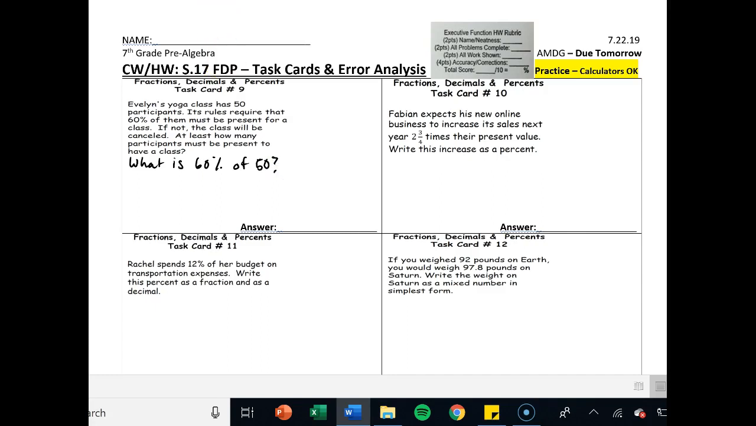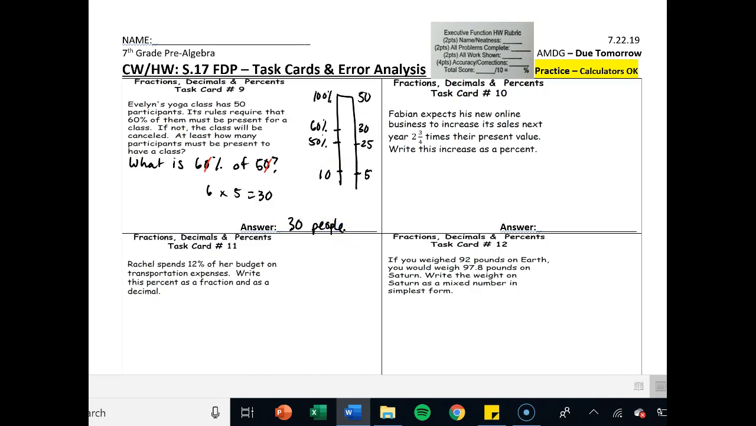So I could use the easy zeros trick here and just end up doing 6 times 5, which gives me 30 participants. I could use my tape measure diagram as well and say if 100% of the class is 50 people and 50% of the class is 25 people, then I know that 10% of the class, 50 divided by 10, is 5 people. So therefore 60% has just got to be 50% and 10% together, 25 plus 5. 60% of the class has got to be 30 people. So same answer either way. So 30 participants or 30 people.